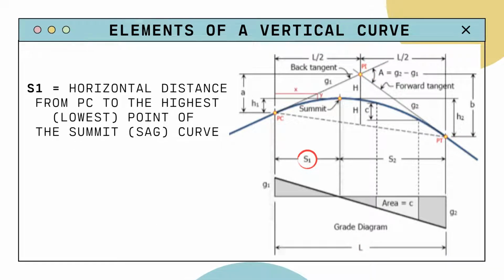So next up we have S1, which is the horizontal distance from PC, or the point of curvature, to the highest or lowest point of the summit or the sag curve. You can see that on the diagram on the left here, on the summit, you can see the horizontal distance from PC to the point of the summit. That is basically it.